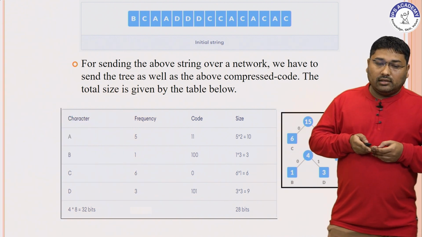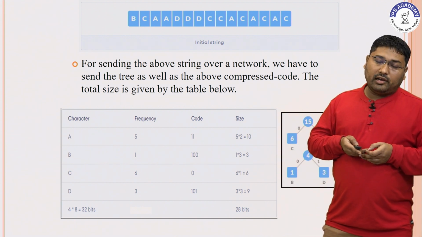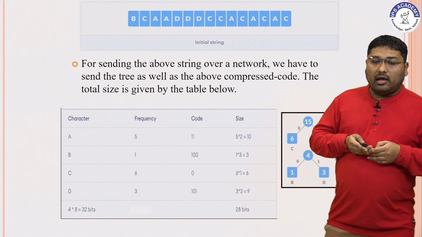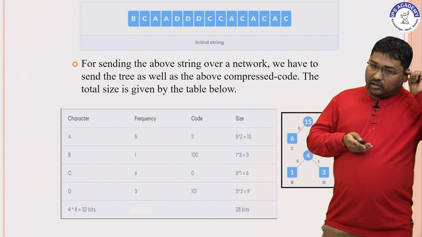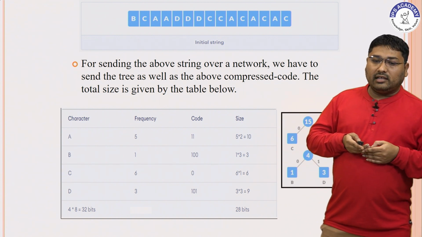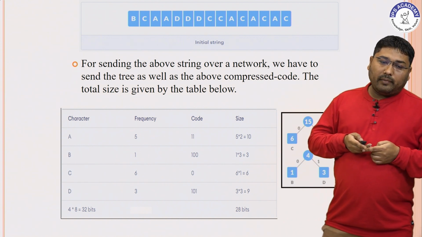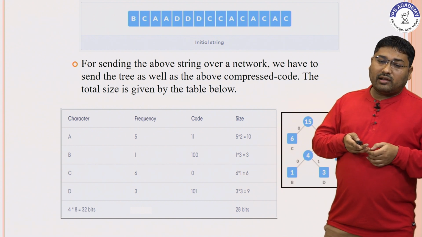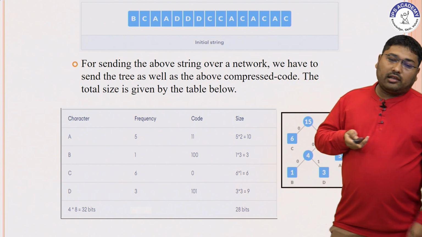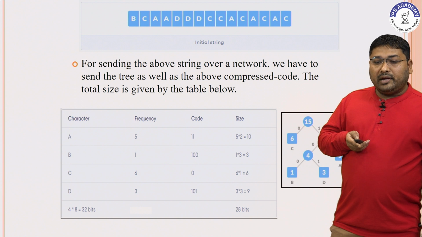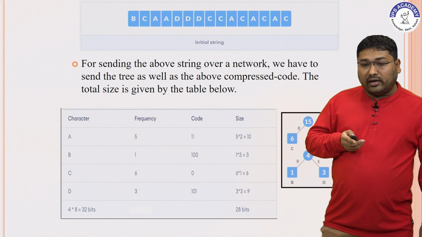Now C has the Huffman code 0. C occurs in your string 6 times, and its Huffman code is only 1 bit long. So it occupies a total number of bits in the message of 6 into 1, which means 6 bits. Similarly, D occurs in your message 3 times, and its Huffman code is 101 according to the tree. Its size is 9 bits. So the complete message size is 28 bits, which is much reduced as compared to 120 bits.